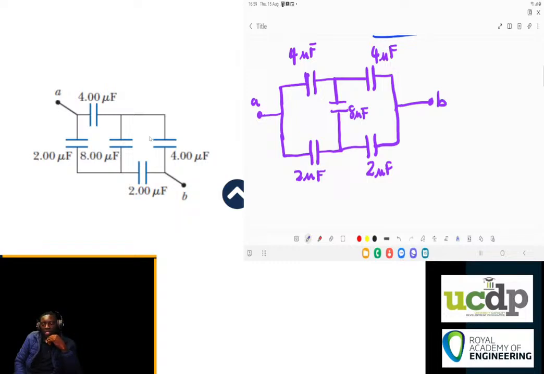So with that arrangement, what would you say about our equivalent capacitance? So far, most of our capacitors are connected in parallel, so you can add the ones, 4, 4, 4, 2, and 2.